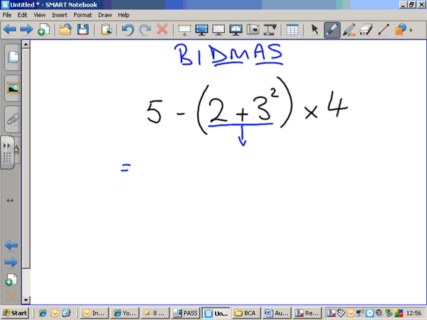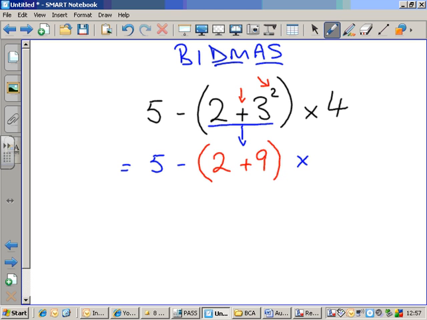Because actually, inside the brackets, we've actually got two different things to do, haven't we? Look, we've got the adding, we've got the indices. Here's the thing, even within brackets, you still follow Bidmas. So, the first thing we'll do here is we're going to do the indices before the adding. So I'm going to do the 3 squared first, which of course is 9.